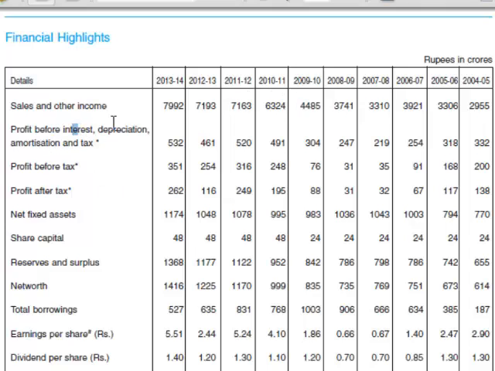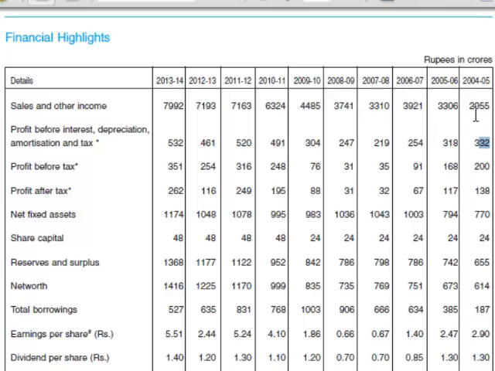Profit before interest, tax, depreciation, amortization. What is this number? EBITDA. We generally call it EBITDA. Earning before interest, tax, depreciation, amortization. And this is nothing but cash operating profit. Okay. So 332, and here we have 532. So even though there is a very significant increase in revenue, the same increase in profit is not being reflected. Especially there is a decrease in margins.